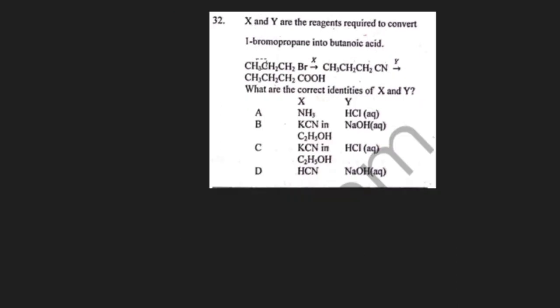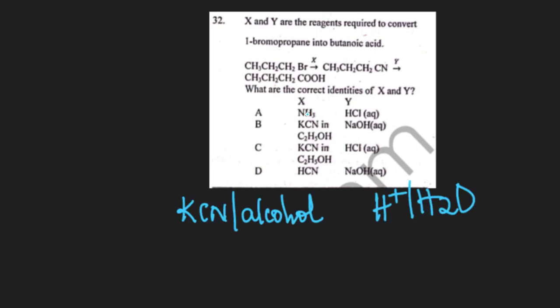So from conversion of haloalkanes to cyanyl compounds, we need potassium cyanide in alcoholic medium. While to convert from the cyanyl compound to a carboxylic acid, we talk about acid hydrolysis, that is acid in water. And our best option is C, where this is X and this is Y. So option C is the best answer.